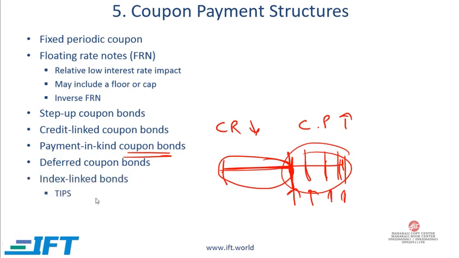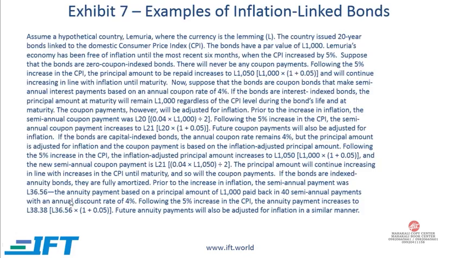With index-linked bonds, the coupon payments are linked to some index. One of the most popular examples of an index-linked bond is the bond called Treasury Inflation Protected Security, issued in the United States. And here the payments are linked to the CPI, or the Consumer Price Index. Let us look at a detailed example from the curriculum related to different inflation-linked bonds. I want you to read this first and then I'll summarize the main points.